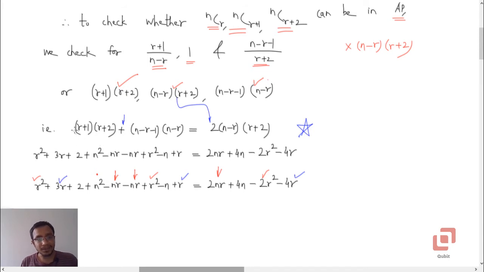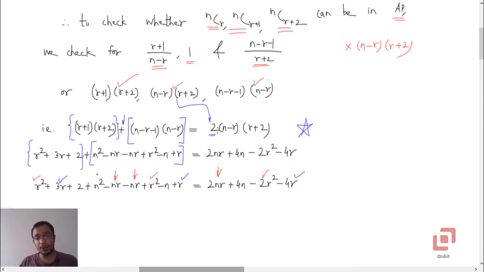So I'm going to expand this polynomial, and of course the right hand side. r plus 1 into r plus 2 is going to give you r squared plus 3r plus 2. Then n minus r minus 1 into n minus r is going to give you these 6 terms. You can just multiply and check it for yourself. And same thing for the right hand side. 2 times n minus r into r plus 2 is equal to 2nr plus 4n minus 2r squared minus 4r. Of course, every term is going to have 2 as its factor.